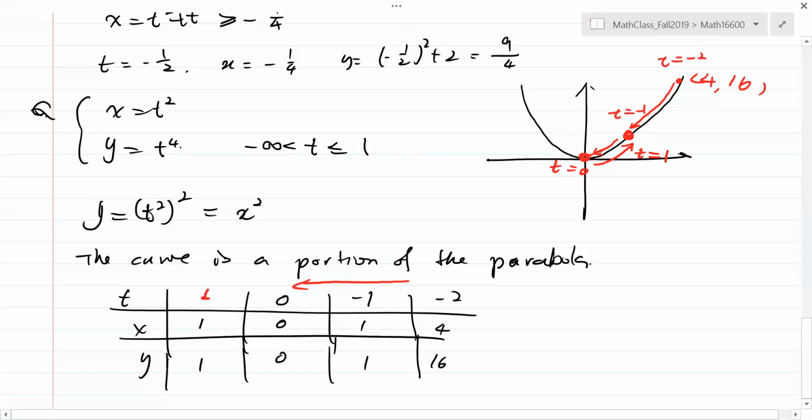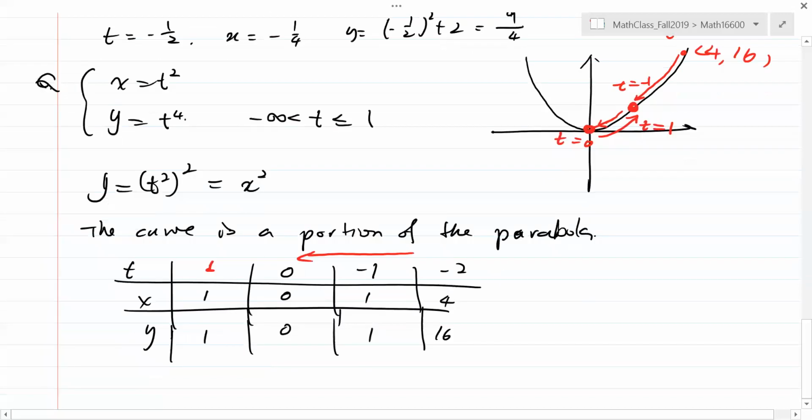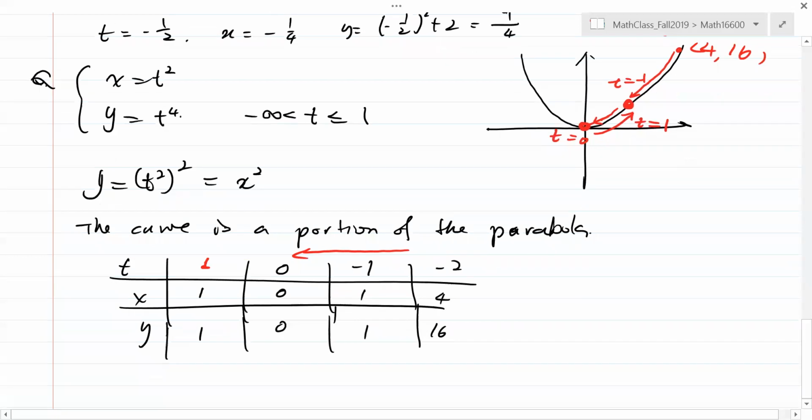So we not only just draw the orbit. If you think t is the time, and x and y depend on time t, and there's a coordinates of a moving object in the x, y plane, then you have to draw the orbit, and also the orientation, the direction in which the object moves, okay? And also you should indicate the time, like t equals 1, t equals negative 1, okay?